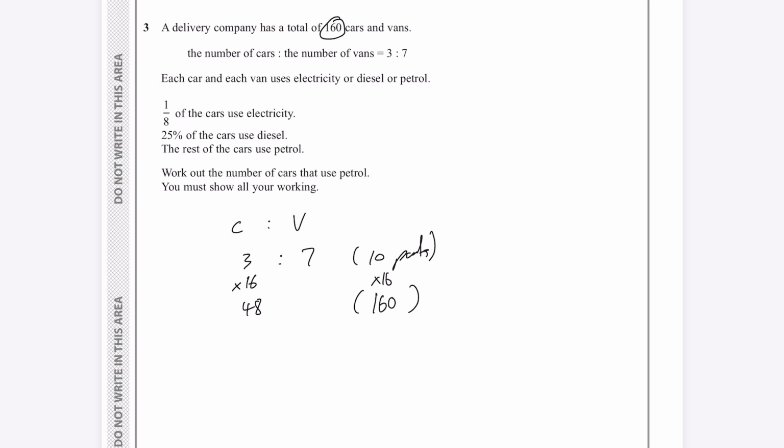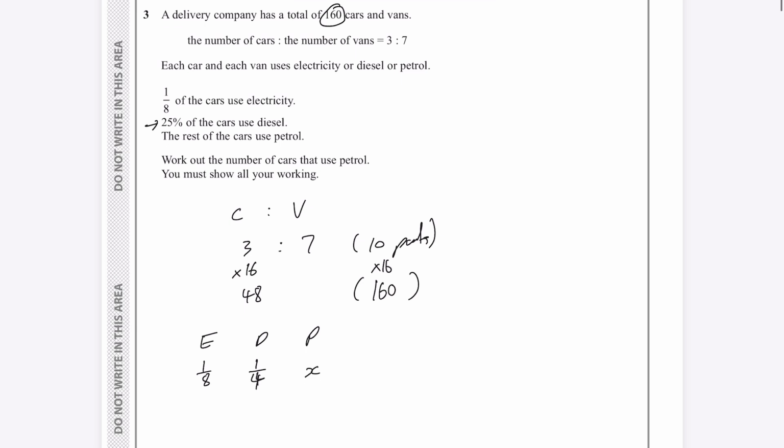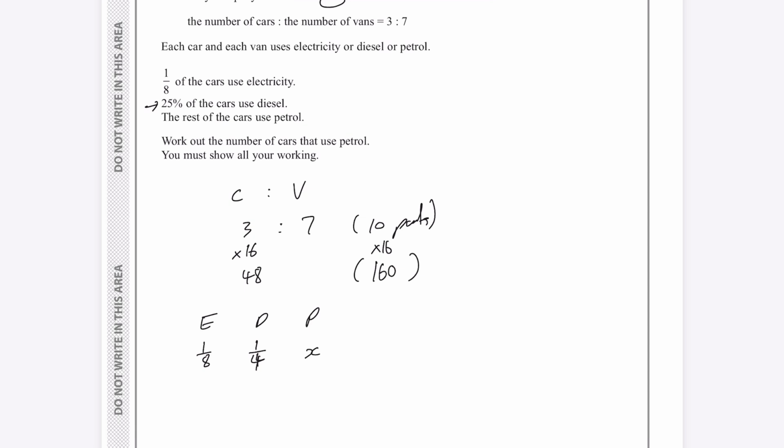So 48 out of the 160 are cars, and then we are told there are electric, diesel, and petrol cars. We know that 1/8 are electric, 1/4, so 25% as a fraction is going to be 1/4. We'll just use fractions to keep everything consistent, and the rest are petrol. We don't know what that is, so we'll call it X. So we know straight away that probabilities add up to 1. So 1/8 plus 1/4 plus X must equal 1.